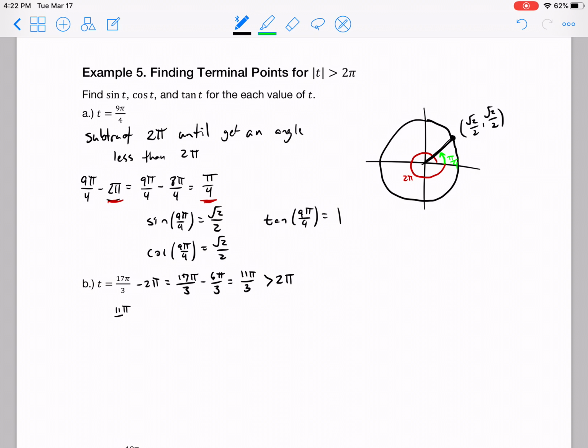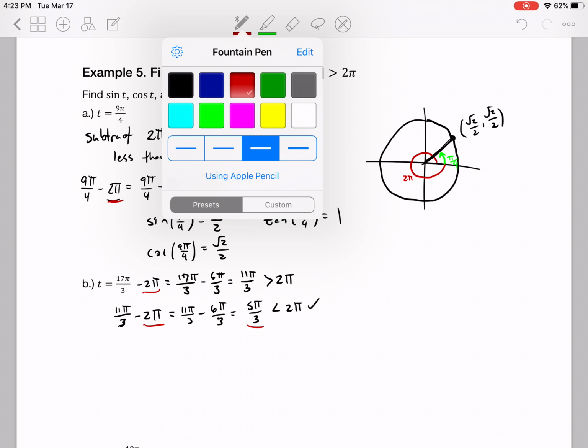11 pi over 3. Remember, every time we subtract a 2 pi, it means we have to do one full rotation. So we did one full rotation, but we still have another one we have to do. So this will become 11 pi over 3 minus 6 pi over 3, which will give us 5 pi over 3. And 5 pi over 3 is actually less than 2 pi, so we can stop. So that means we're going to have to do a 2 pi rotation, another 2 pi rotation, and then a 5 pi over 3 rotation.